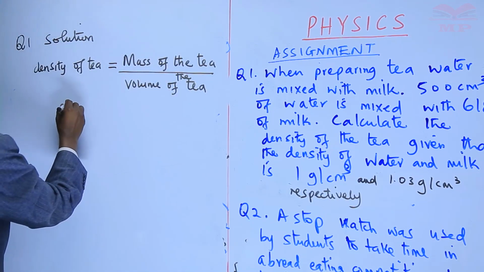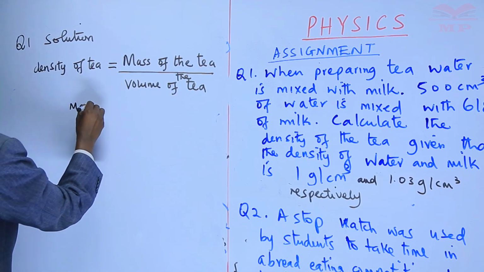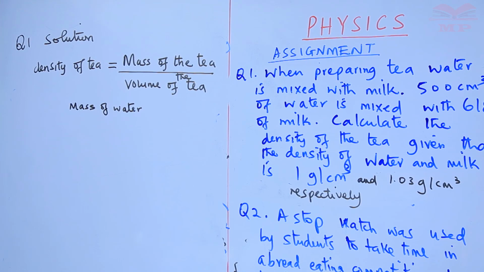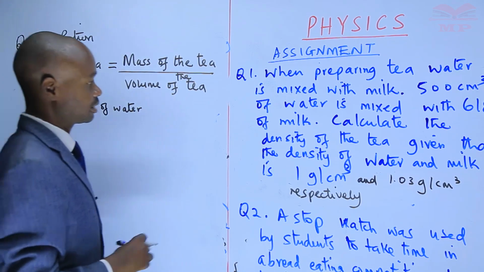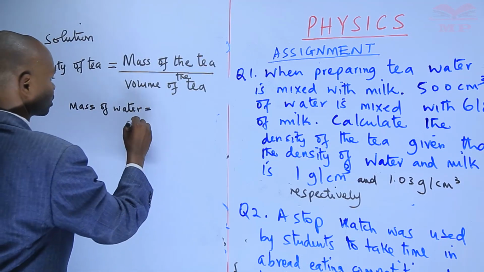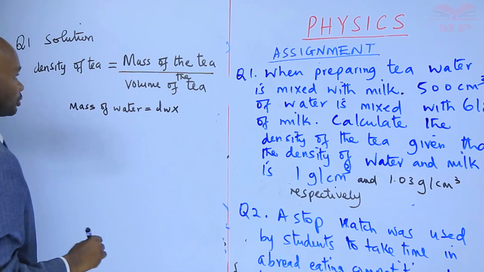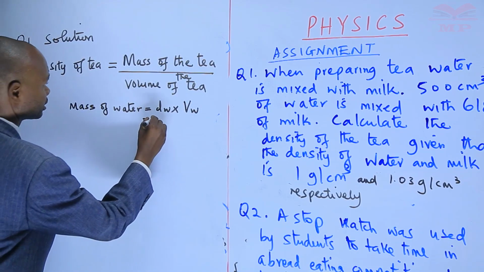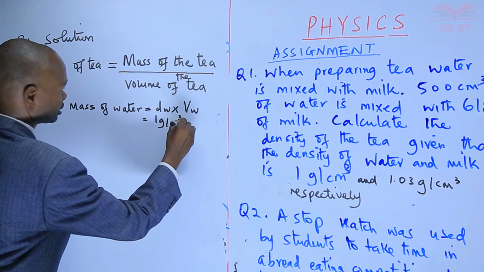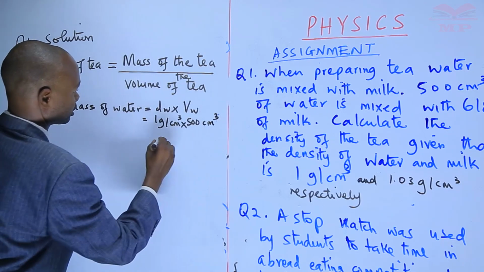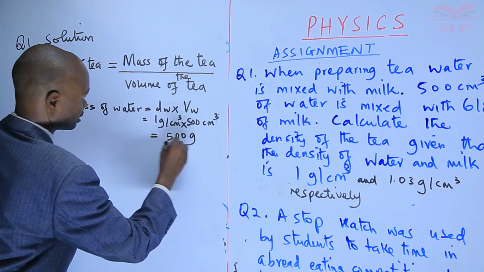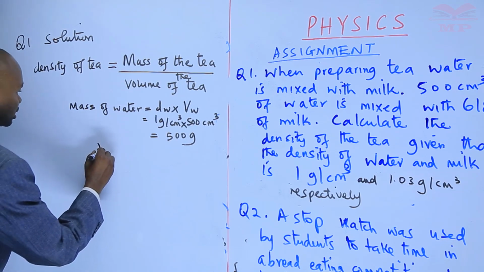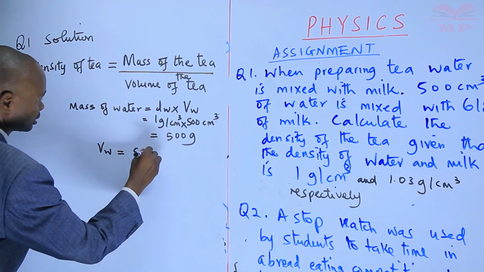So first, the mass of water. The mass of water will be given by its density times the volume, which is the density of water times the volume of water. So straight away, this is 1 gram per centimeter cubed times 500 centimeters cubed. If we work out, we get 500 grams. And we already know the volume of water is 500 centimeters cubed.